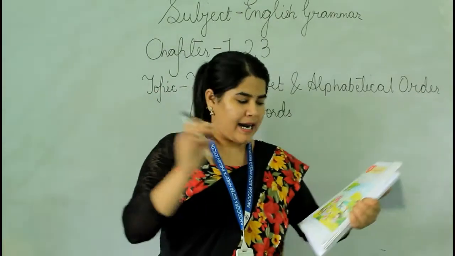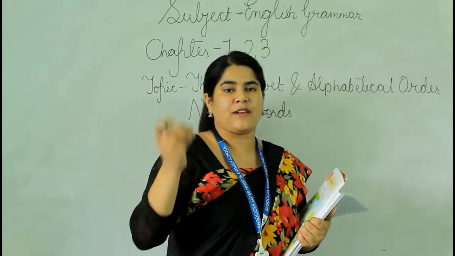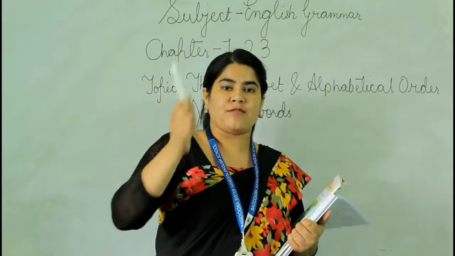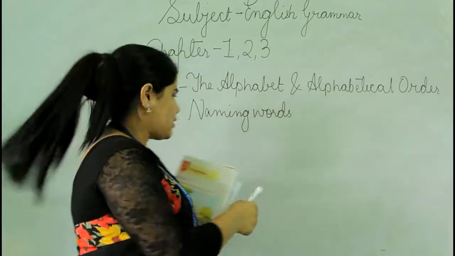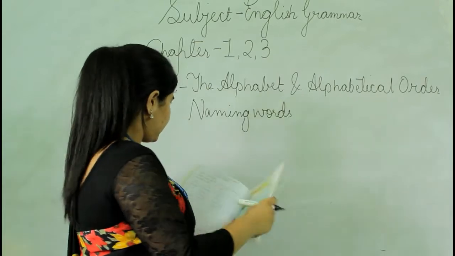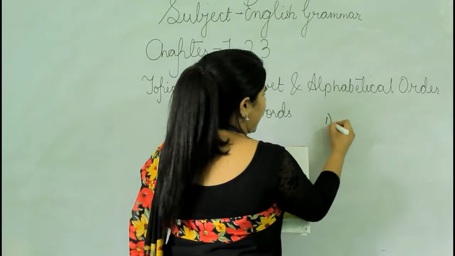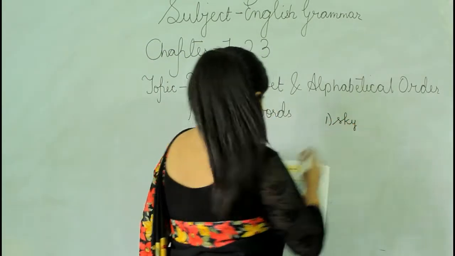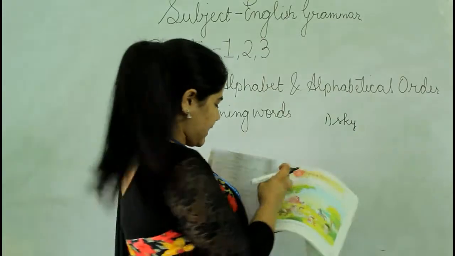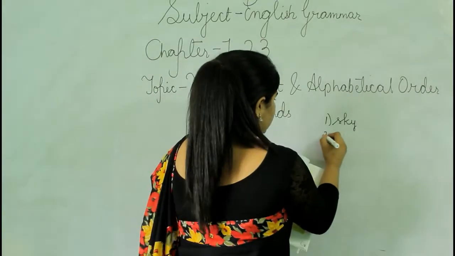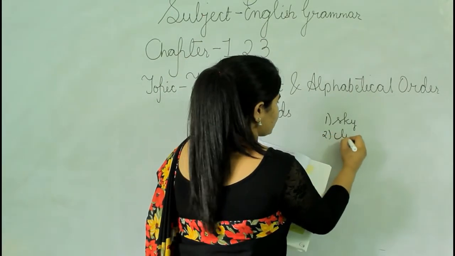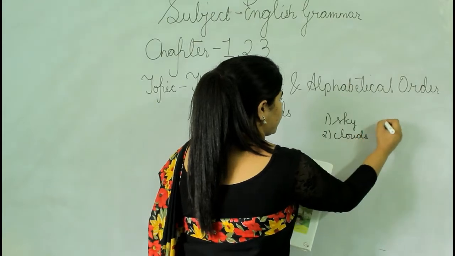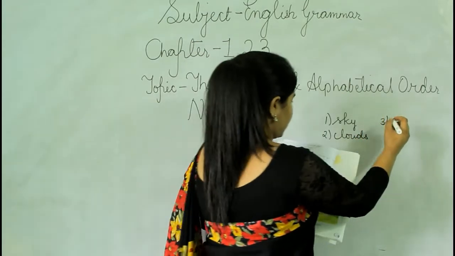I'm not going to write all the names. I'm going to write a few names and the rest you have to do by yourself. So, what do we see? Some of the words are like sky. You can see a sky over here. And then you can see a house. Clouds also you can see. Then number 3, you can see a river.